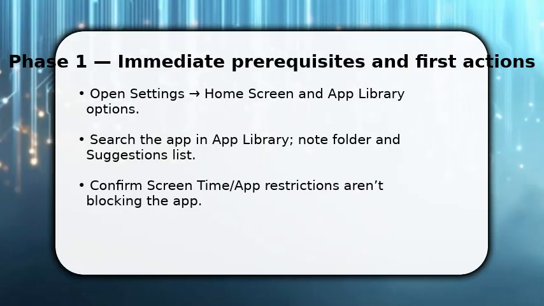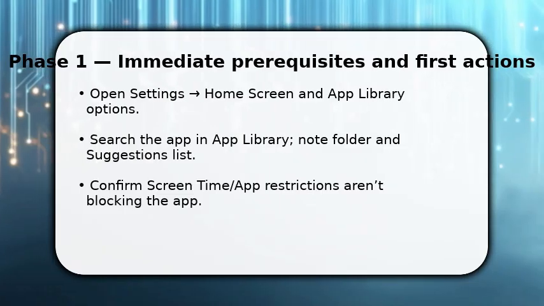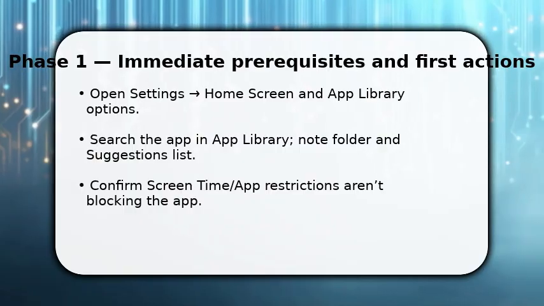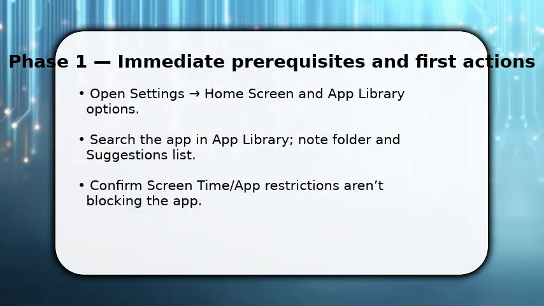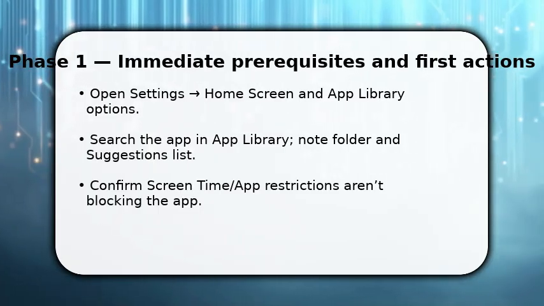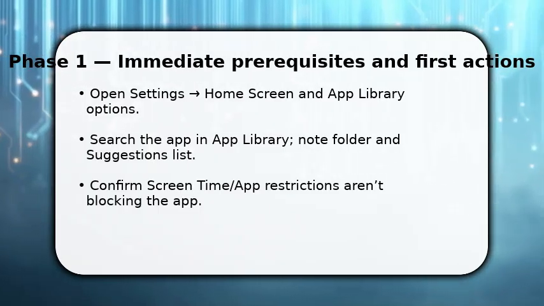You start by confirming visibility controls so you don't chase the wrong fix. Open Settings and go to Home Screen to see if new downloads or placement rules hide apps. Next, swipe left past all home screen pages into the app library and search the app name. This proves the app still exists.